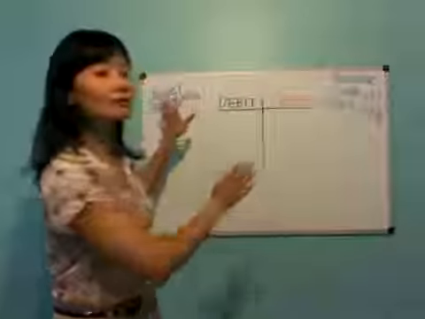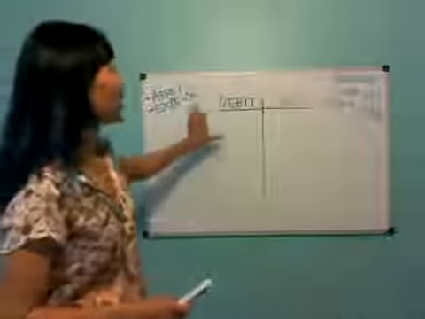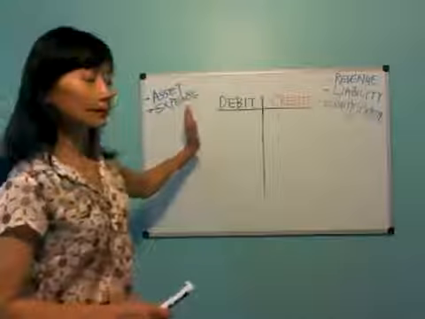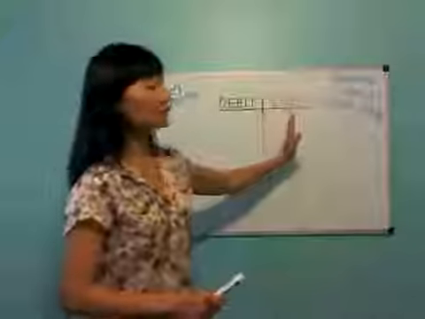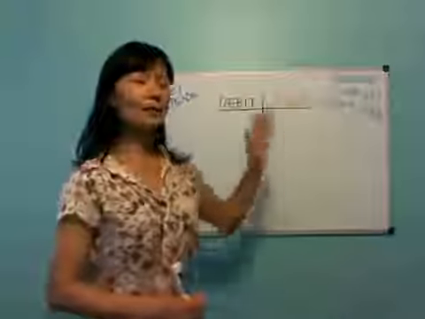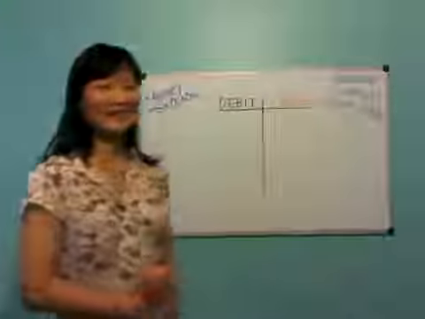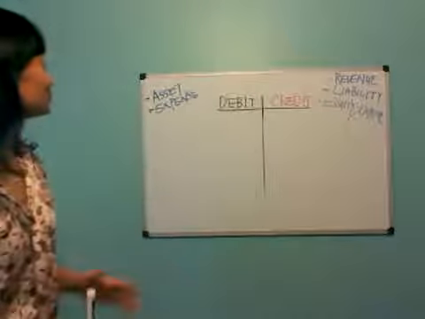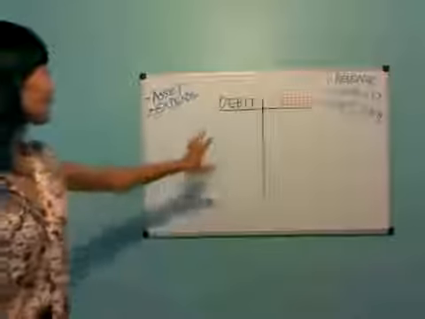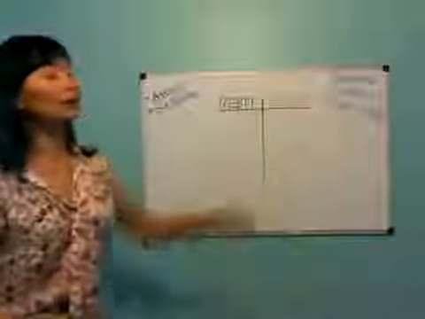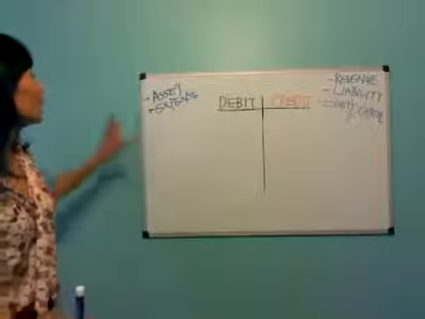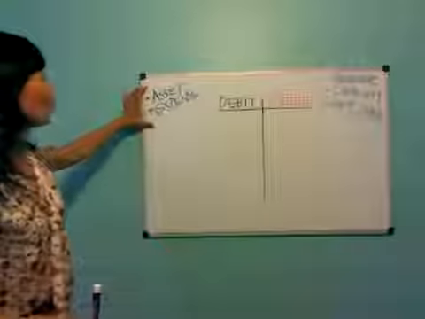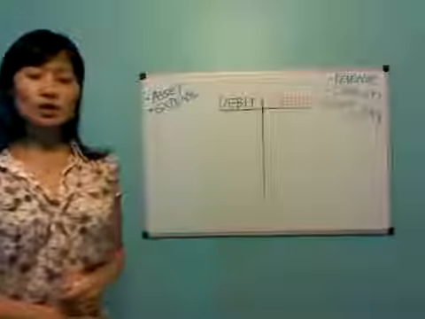There's no mysterious meaning behind these two words. Debit means left-hand side, credit means right-hand side. So how do we use these two columns? Okay, I got it. Left-hand side, right-hand side, debit and credit. Okay, what do we do with it? Well, that really depends on what you want to enter into this journal.